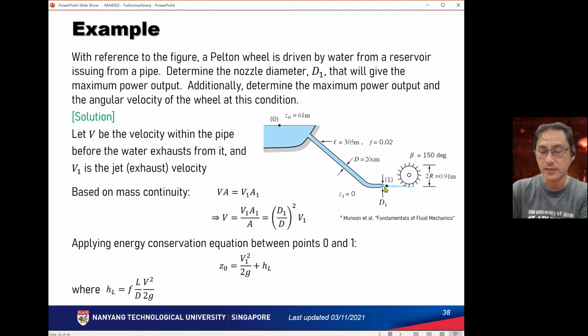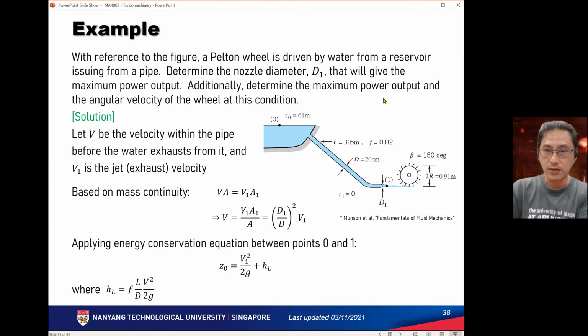So what happened is this D1 is actually quite a bit smaller than the pipe diameter. Because if you think about it, if you reduce the diameter, it's going to accelerate the jet velocity, and that may bring the value of Vj closer to the optimum point, isn't it? So determine the nozzle diameter D1 that will give the maximum power output, based on the parameters given here.